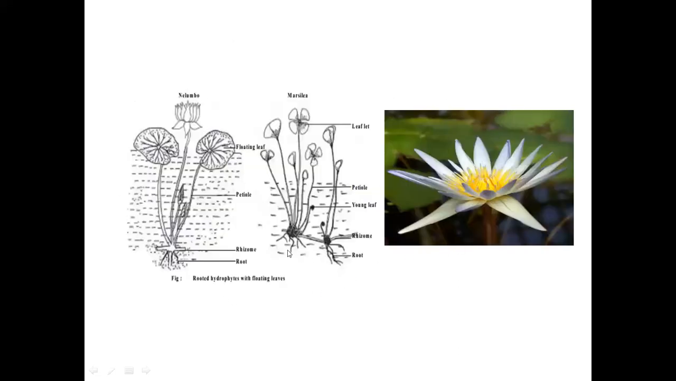Now we see Nelumbo. This is a rooted plant. It is rooted into the mud and simultaneously its large leaves are floating on the surface of the water. Marsilea, and here we see Nymphaea.